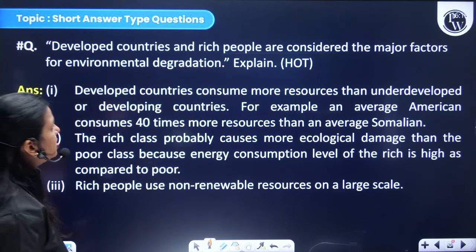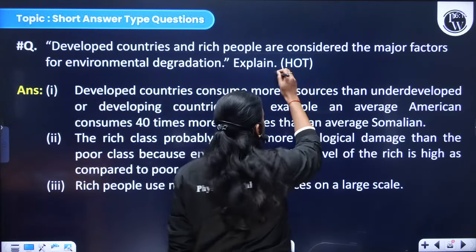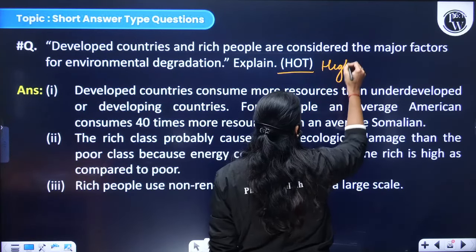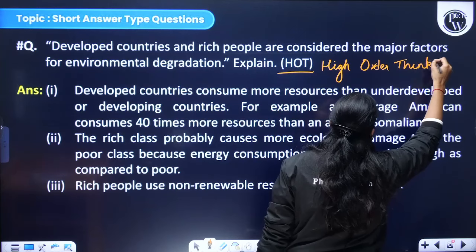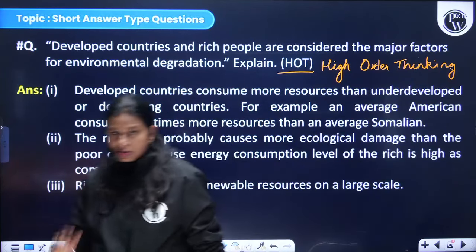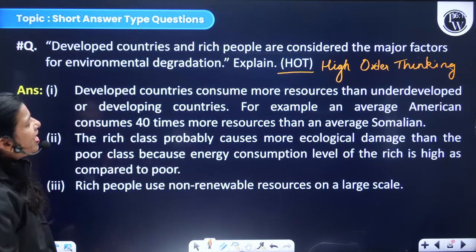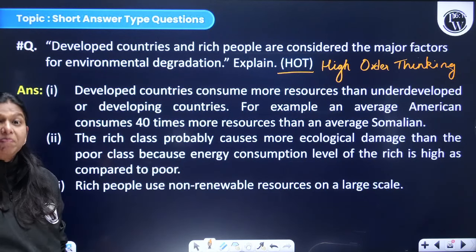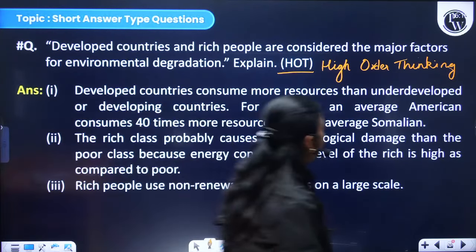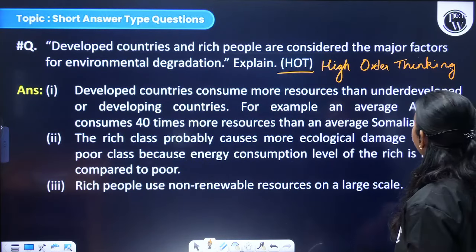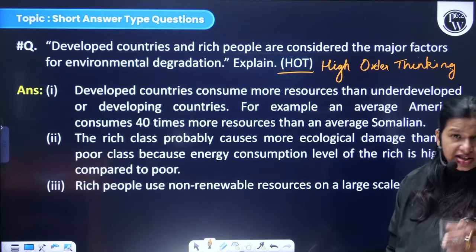Okay, developed countries and rich people are considered the major factor for environmental degradation. Explain. This is a high order thinking question. So, don't stray your mind. Okay? These are HOTS. So, why are we saying that rich people and developed countries are majorly responsible for environmental degradation? Developed countries consume more resources than underdeveloped or developing countries. For example, an average American consumes 40 times more resources than an average Somalian, which is a very poor country.